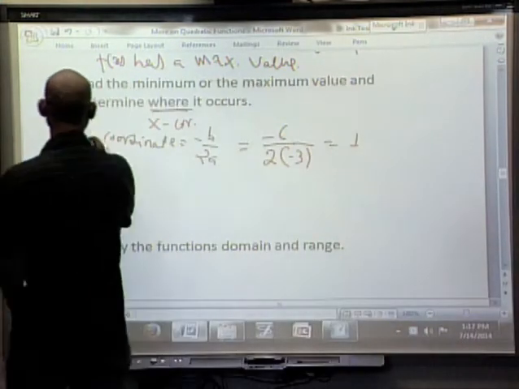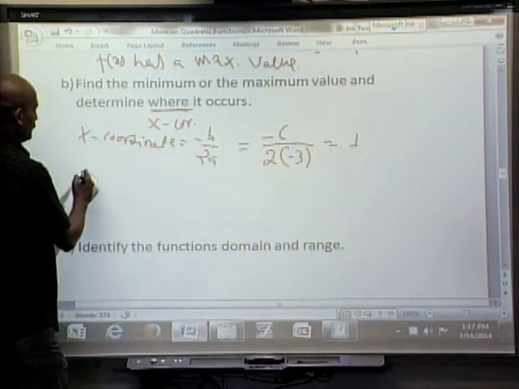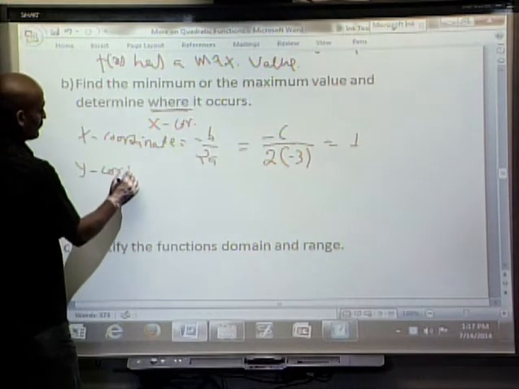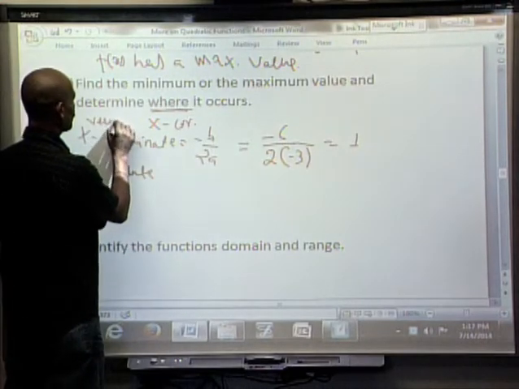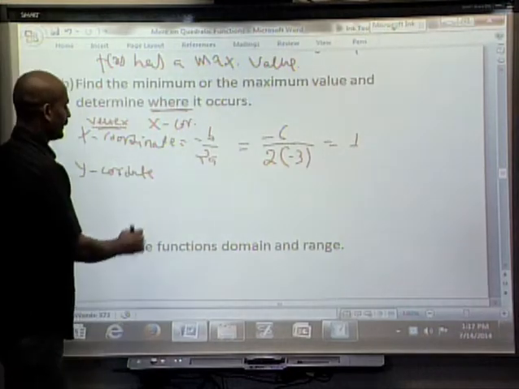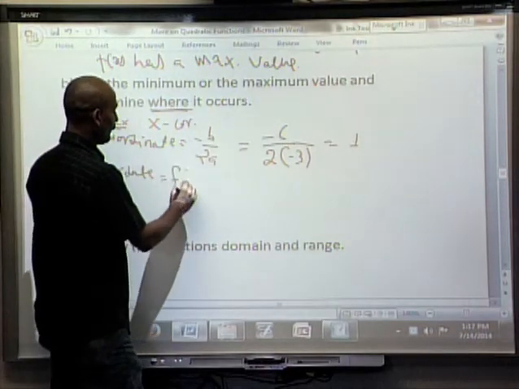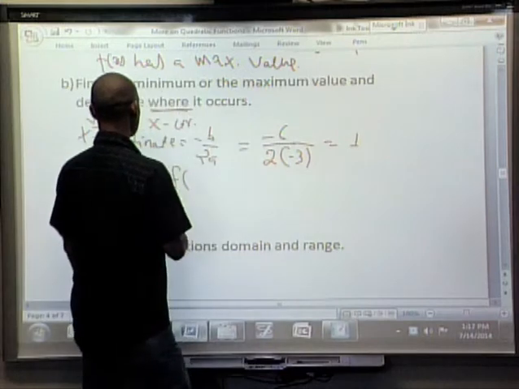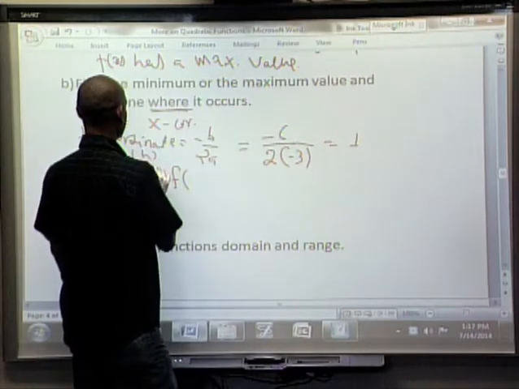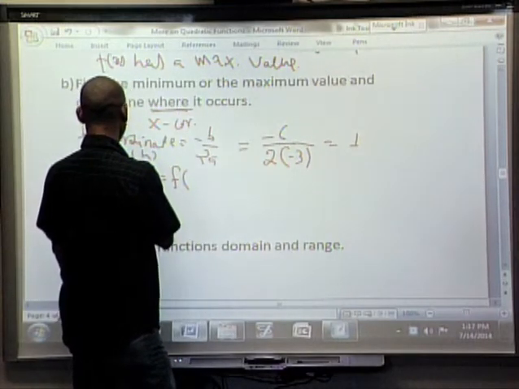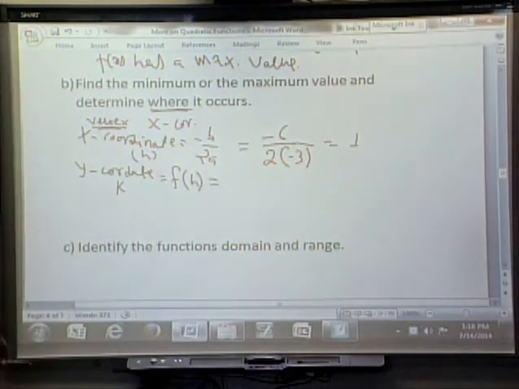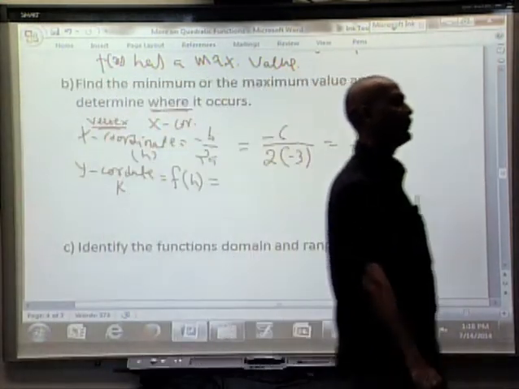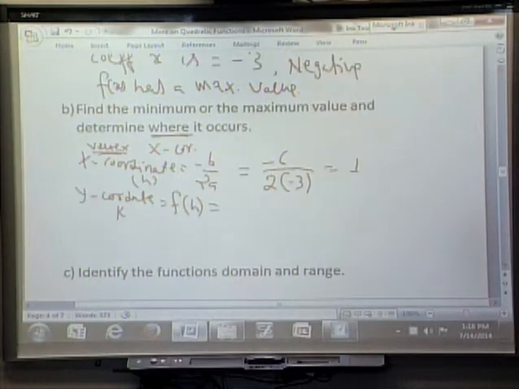Now, the y coordinate of the vertex. We are working to find the vertex. The y coordinate of the vertex is given by f of h. Sometimes the x coordinate is written as h and the y coordinate is written as k, and f of h gives the y coordinate. Do not be confused by what we mean by f of h. We already know h is 1, we already know the x coordinate is 1.